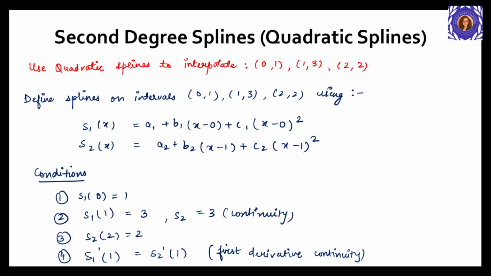Solve these 4 equations for the 6 unknowns A1, B1, C1, A2, B2, C2. With an extra boundary condition, let's say the second derivative of S1(0) will be equal to 0, this gives a complete system. This question is typically solved using matrix methods.